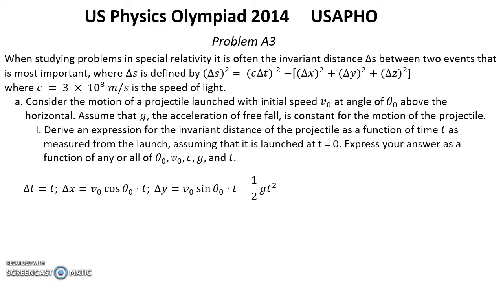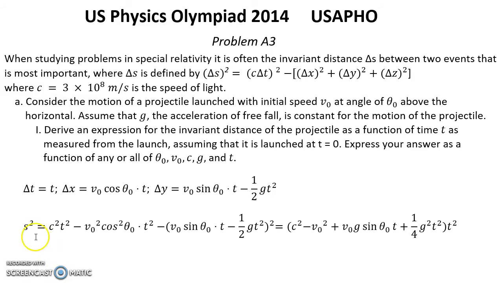In our case, we have for delta t equal t, delta x equal v0 cosine theta 0 t, delta y equal v0 sine theta 0 t minus 1/2 g t squared. When we put these values into our expression for events, we have s squared equal this one, or after simplification, this one. That's the answer for question 1.